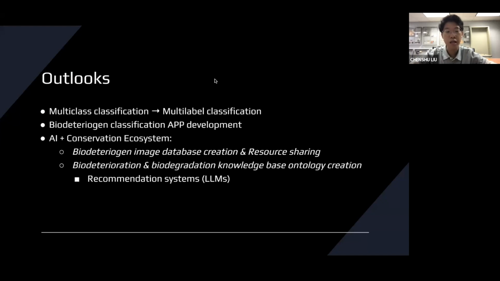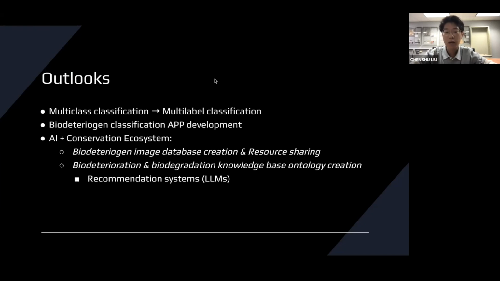And then we're also envisioning an AI plus conservation ecosystem. So we're considering creating an image database that enforces resource sharing, which can bring in a much greater variety of image sources. And not only images, it can also include conservation practices and so on. Having this database overall would allow us to train more robust models, and at the same time allow us to explore different types of AI plus conservation algorithms.